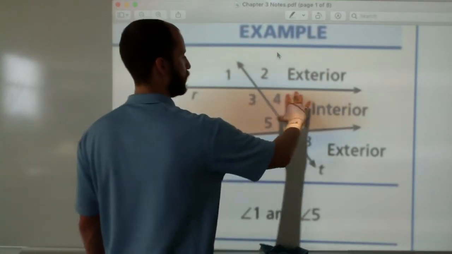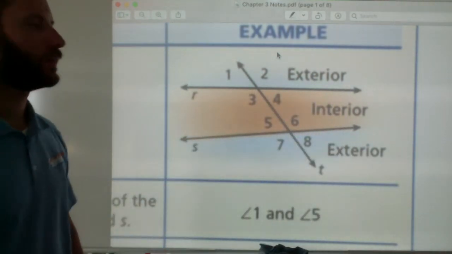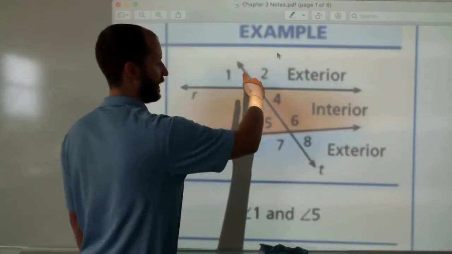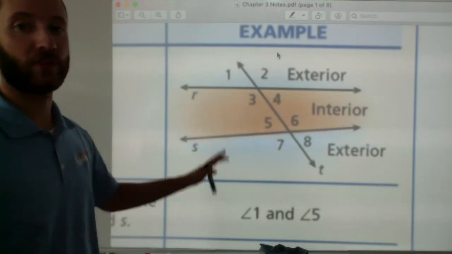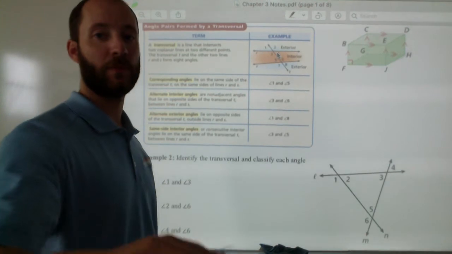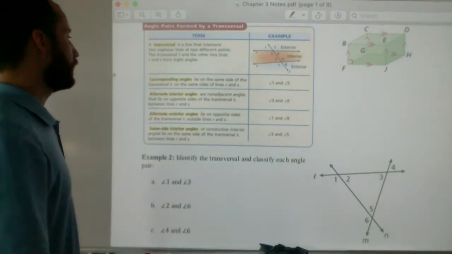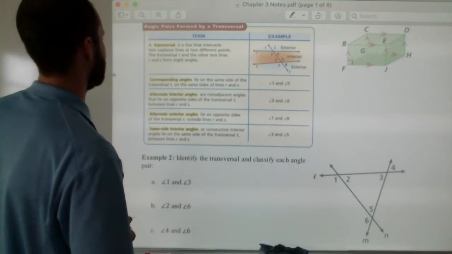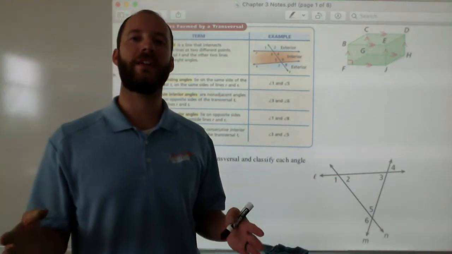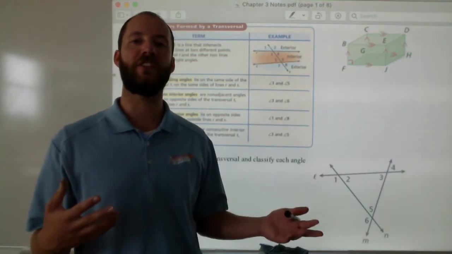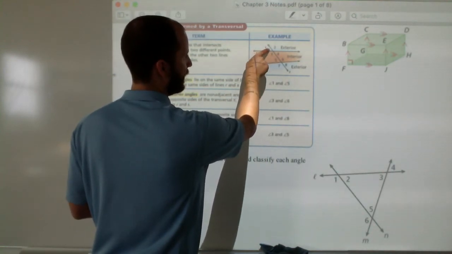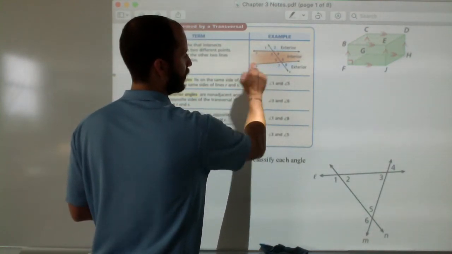Now, in between the 2 lines is the interior. Outside of the 2 lines is the exterior. And then the line that connects them, that is the transversal. So 8 angles get formed, and we can identify some specific angle pairs. So corresponding angles, what I like to say is they are in the same location as each other. So 2 angles that are both in the top left of each intersection. So for example, 1 and 5. They're both in the top left of their intersection.